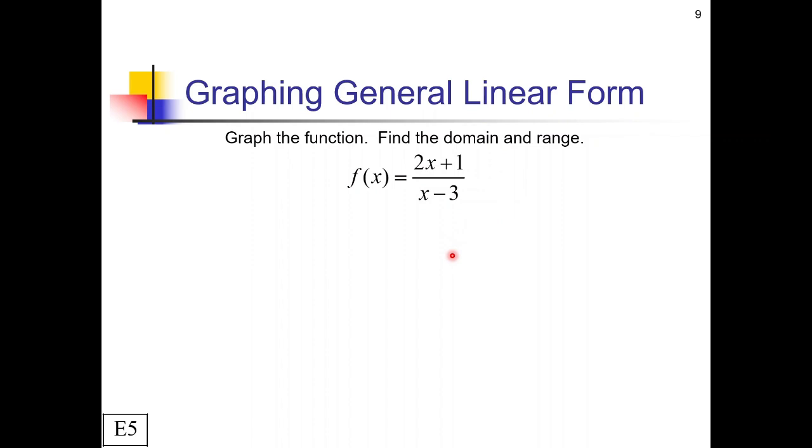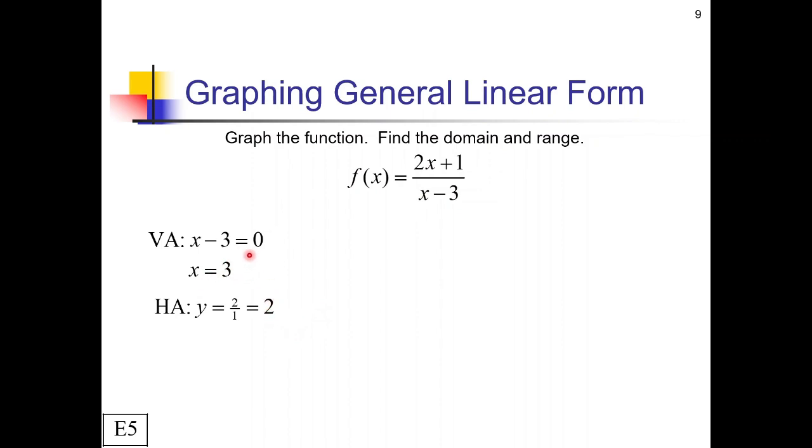All right, just like before, because this is in our general linear form, we're going to start by finding our asymptotes. So our vertical asymptote is wherever x minus 3 equals 0, which is going to happen at x equals 3. For the horizontal asymptote, the ratio of the lead coefficients, so we've got 2 over 1, which comes out to 2.